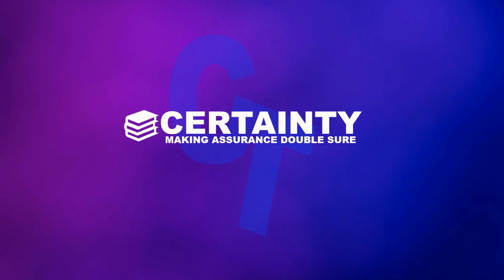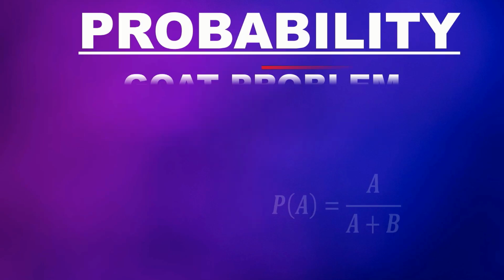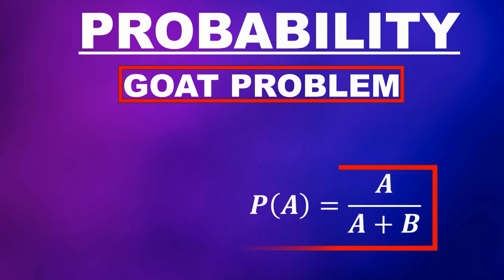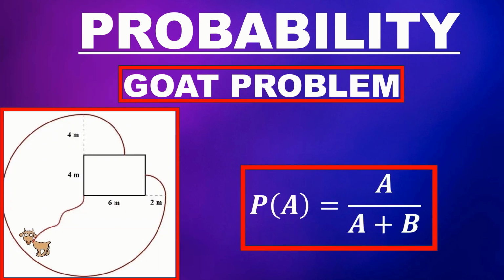In this video, we're going to look at probability. Today we have a goat problem. We have a goat tied to a pole, and the length of the rope is 1 meter.